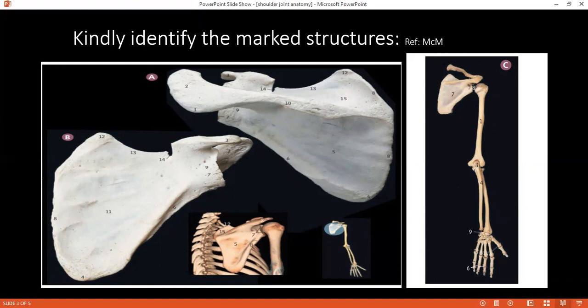Type of synovial joint, okay. What type of cartilage is present in the shoulder joint? Can you recall the cartilage? Yes, can you recall the cartilage?